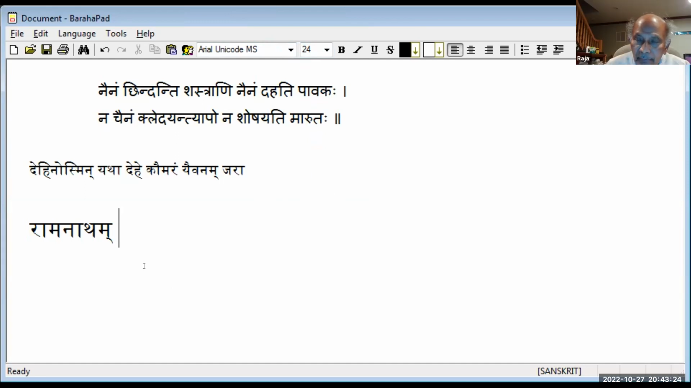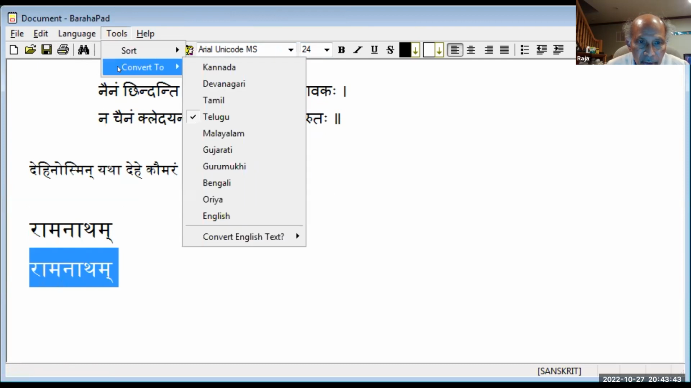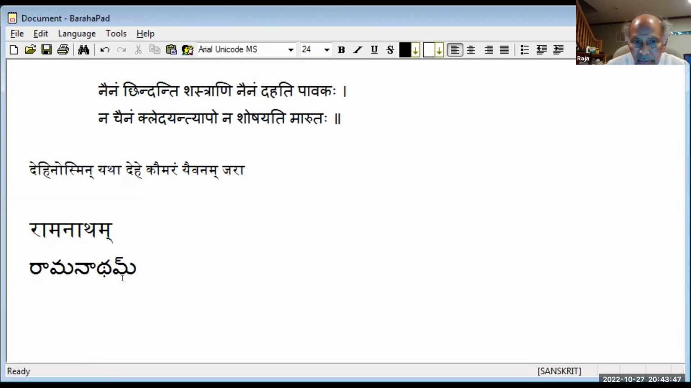What I want to do is, there is somebody who cannot read Devanagari, so I can do one more thing. I want to keep this and copy this, and now I want to convert this into Telugu. There is a tool here, convert to Telugu. See this? Can you read now?